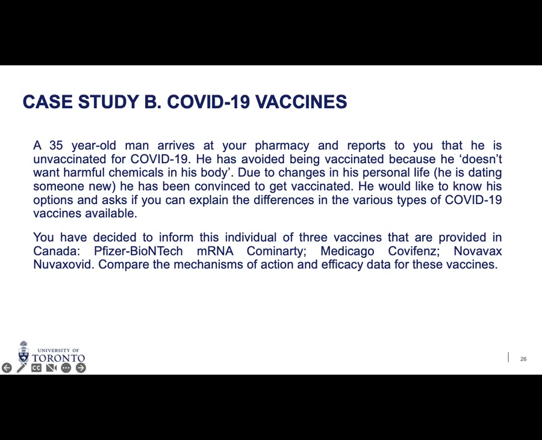He would like to know his options and asks if you can explain the differences in various types of COVID-19 vaccines available. You have decided to inform this individual of 3 vaccines that are provided in Canada: the Pfizer-BioNTech mRNA Comirnaty, the Medicago Covifenz, and the Novavaxoid. Compare the mechanisms of action and efficacy data for these vaccines.